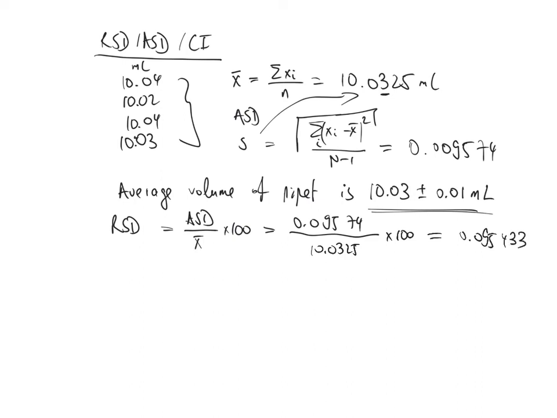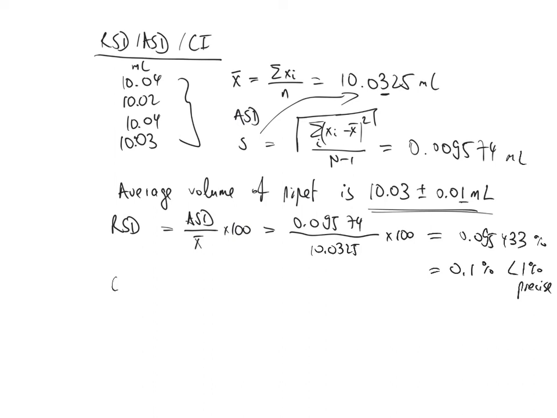Now, how do I know what the sig figs are for this? Well, if you look, my absolute standard deviation has one sig fig, so this has one sig fig. So this would be 0.1%. And remember, RSD less than 1% is precise, which is good.